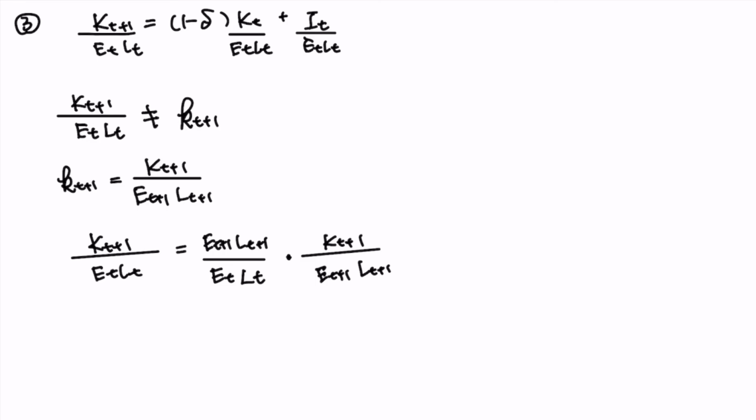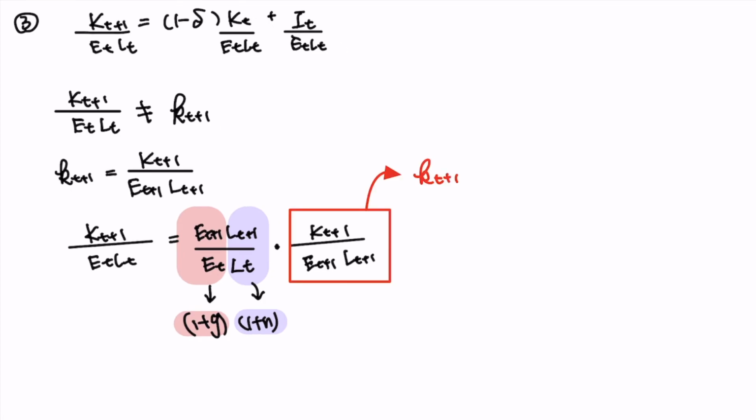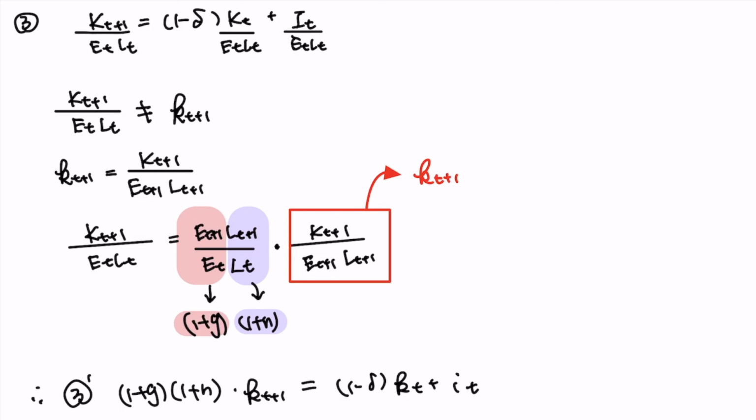So then what is et plus 1 over et? It exactly equals 1 plus g. What is lt plus 1 over lt? It equals 1 plus n. So then in other words, now the left-hand side can be converted into 1 plus g, 1 plus n, multiplied by lowercase kt plus 1. So then we have the new version of the law of motion expressed in terms of the per effective worker, which is 1 plus g, 1 plus n multiplied by kt plus 1 in lowercase equal to 1 minus delta kt plus the it.